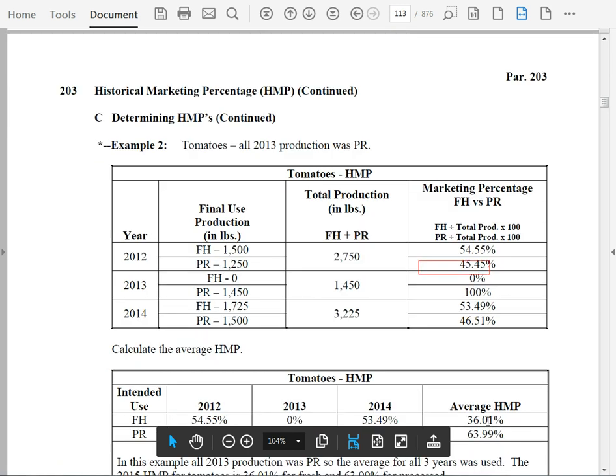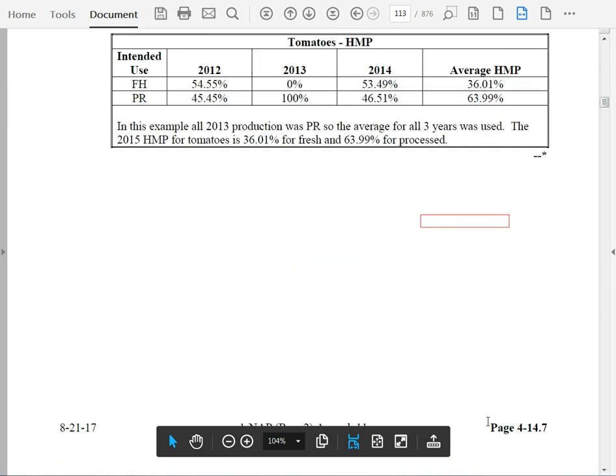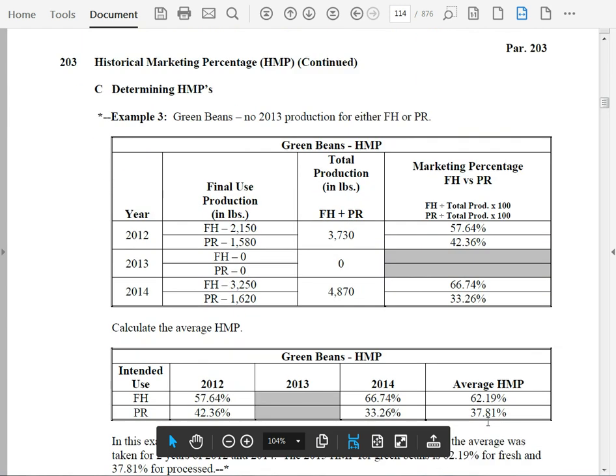Examples 2 and 3 show how years of missing data affect HMP calculations.